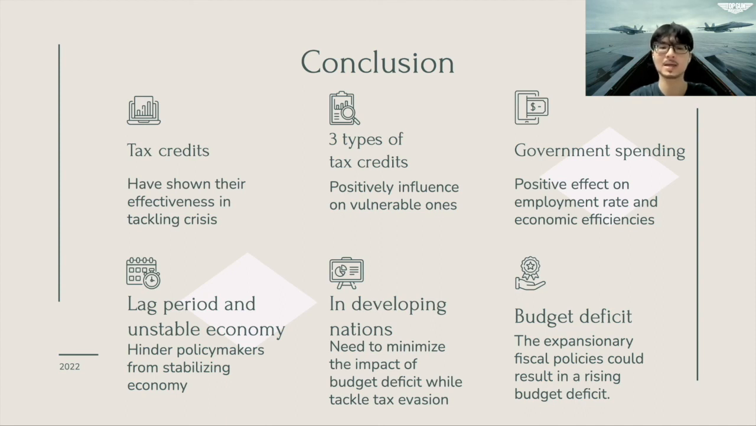Secondly, policymakers can inadvertently exacerbate the economy. In developing countries, policymakers have to find a method not only to minimize the budget deficit while offering financial assistance, but also to deter tax evasion due to their weak tax audit systems. Last but not least, expansionary policy could result in a rising budget deficit, which can trigger the crowding out effect and decrease the stimulus effect of our expansionary fiscal policy. And that is our presentation. Thank you very much for listening.